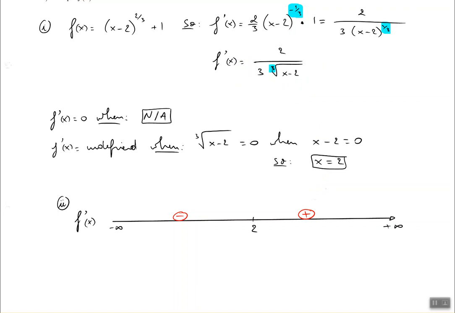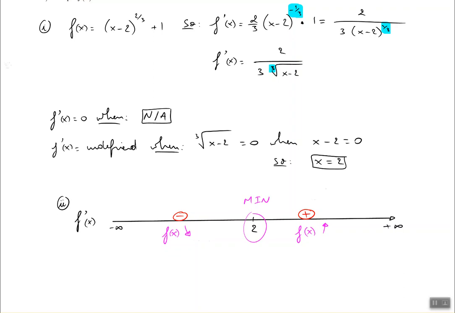Now, having a derivative that is negative and then positive means that the function f of x is going to be going down, then the function f of x is going to go up. And so that means that 2 itself is going to be labeled as a minimum later on.